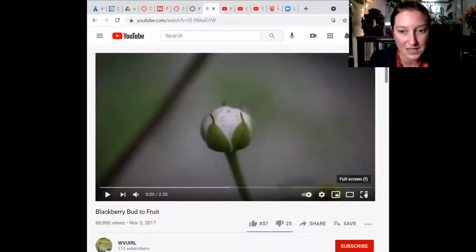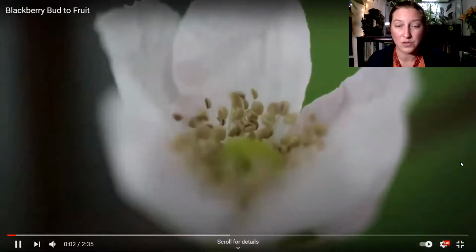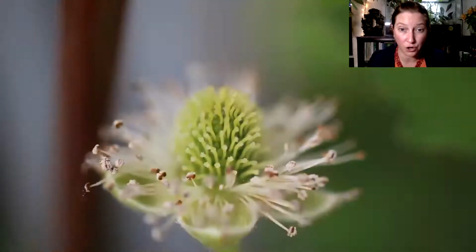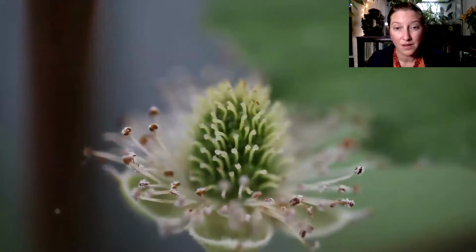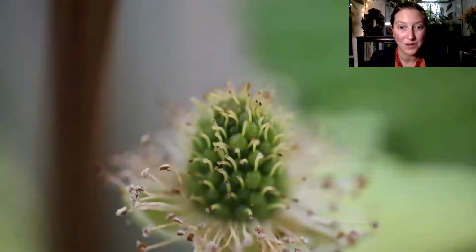Next, we will do blackberry. Okay, this is a blackberry flower. Look, those are the stamens in there. You can see the green things in the middle are the pistils. Now the petals have fallen off. Pollination has occurred. And now you see things starting to swell up, right? And it's slowly turning into a blackberry, which is delicious. Look at that.